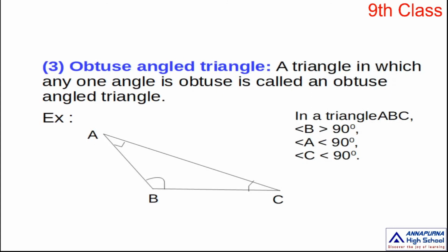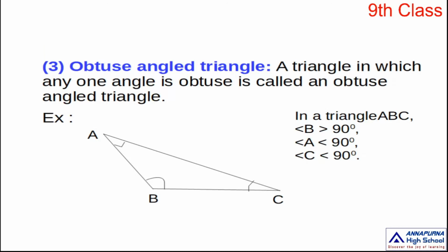Third one, obtuse angle triangle. What is the definition of an obtuse angle triangle? A triangle in which any one angle is obtuse. What is the definition of an obtuse angle? An angle which is less than 180 degrees and more than 90 degrees is called an obtuse angle.